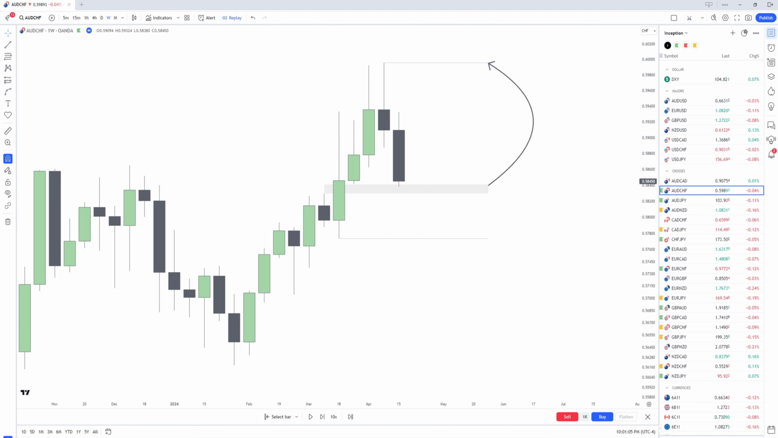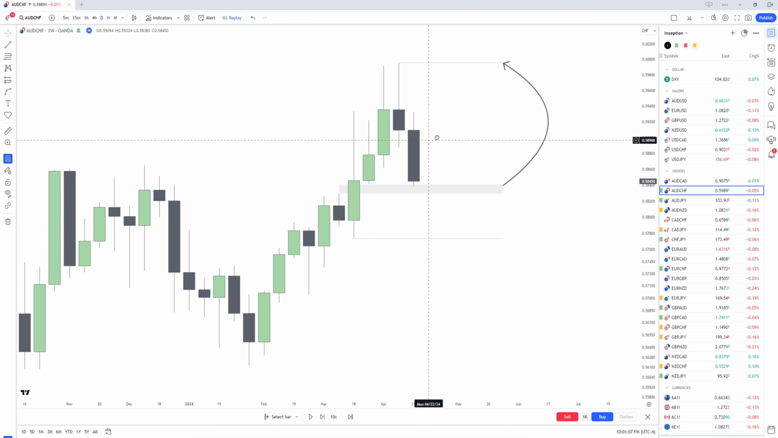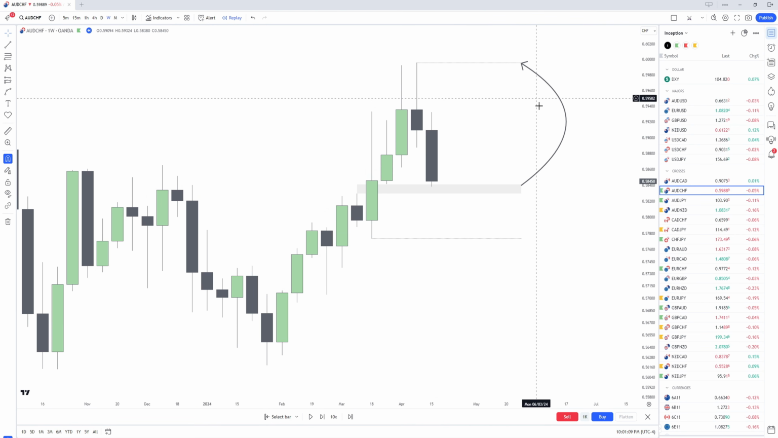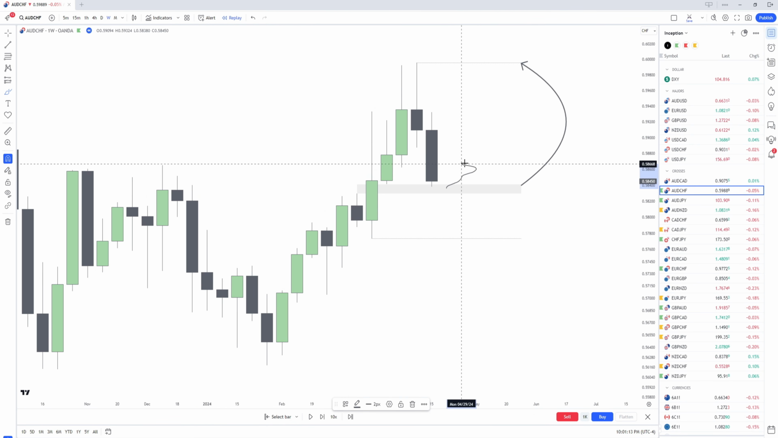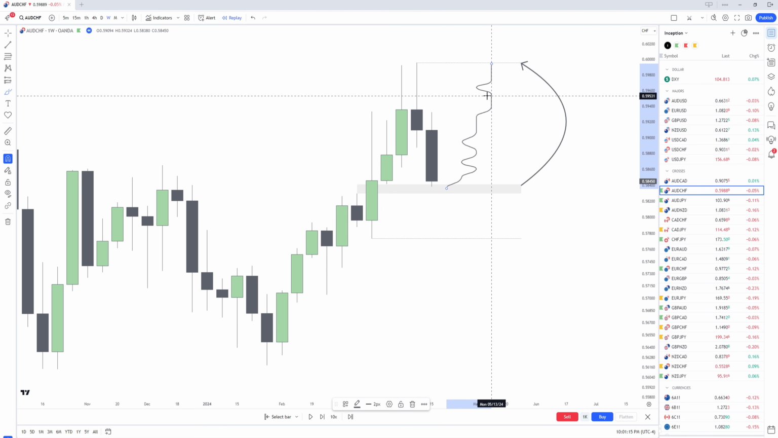Within this context, this is where the market maker models form. Within this arrow, from this fair value gap to that external range liquidity, this is where the market maker model forms, and we're looking to trade that the entire week in that direction. So this entire weekly candle, we have a draw on liquidity. So let's just watch this play out.